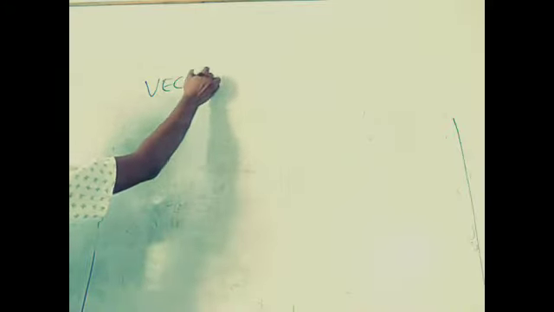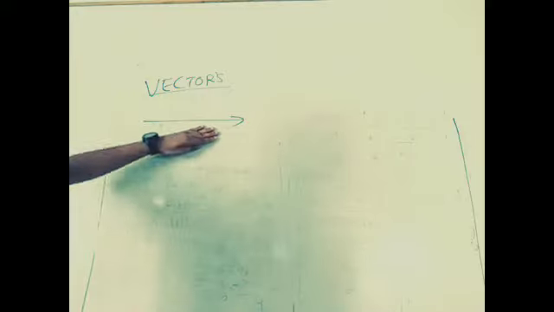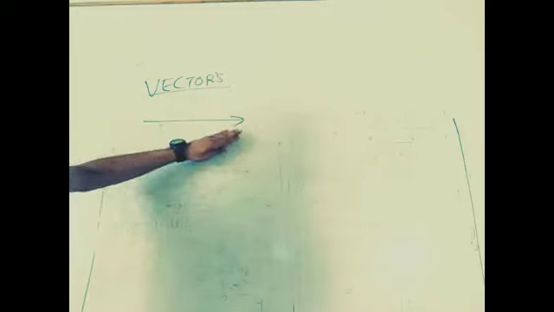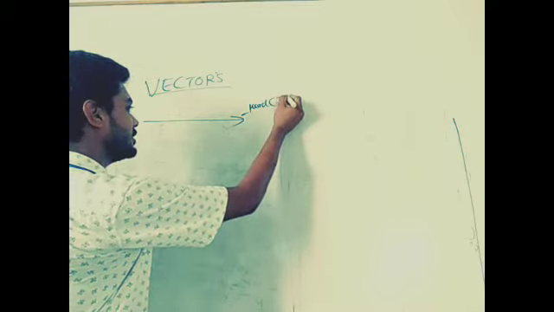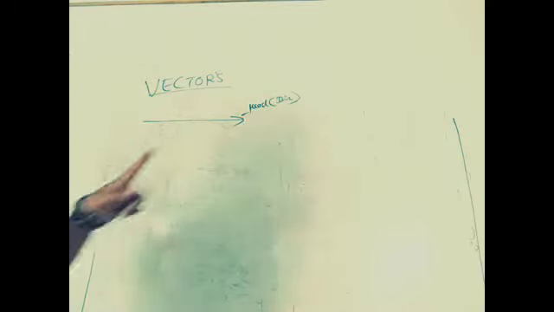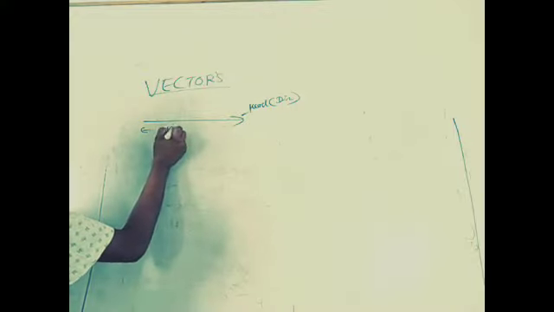Students, vectors are represented by an arrow. Whenever a vector quantity is to be represented by a diagram, then you will use an arrow. The head of the arrow will give the direction of that quantity, and the length of that arrow gives the magnitude.